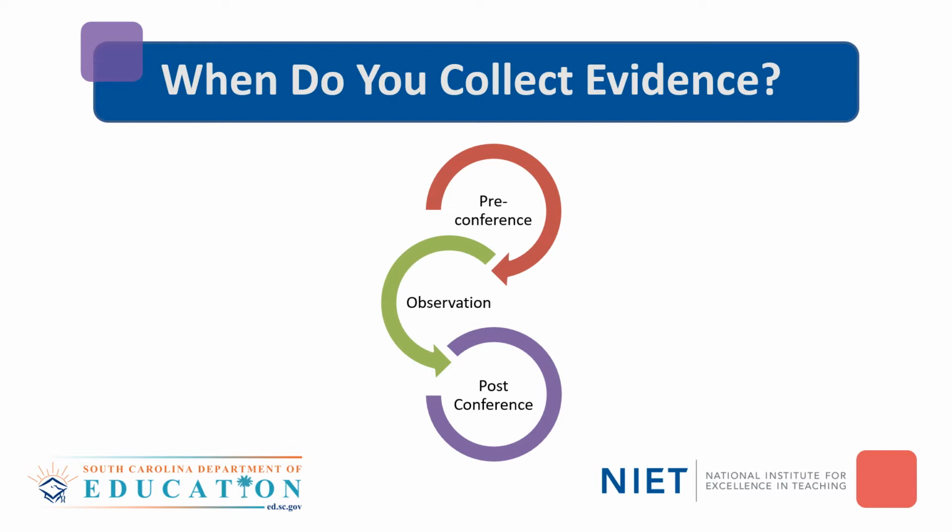It is best practice for teachers to be notified of the date and time for the pre-conference at least 3 school days in advance. Absent unusual circumstances such as weather and illness, announced observations should occur no later than 2 school days following the pre-conference. If the evaluator is unable to observe the intended lesson, a new pre-conference must be scheduled and conducted.